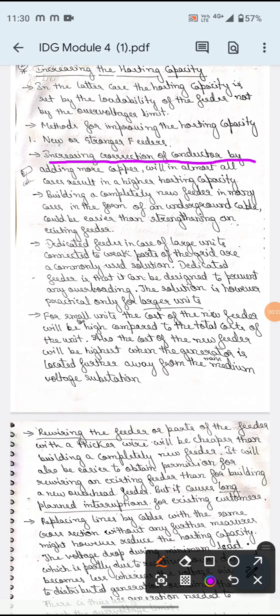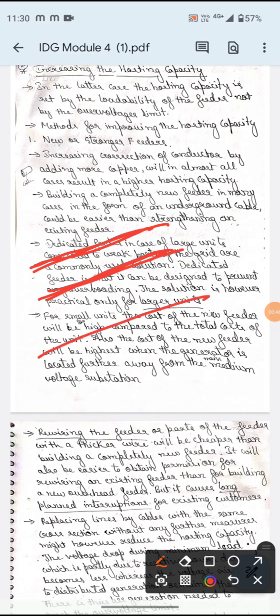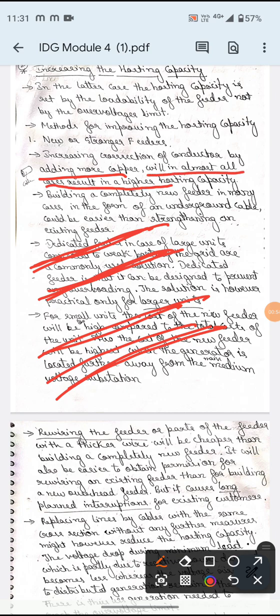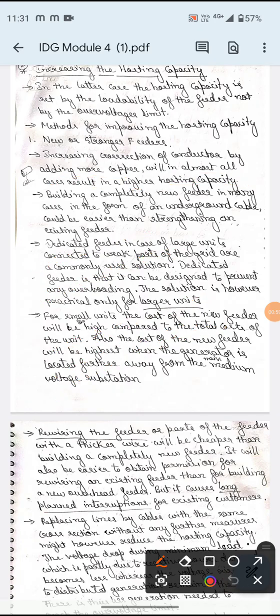increasing the cross section of the conductor by adding more copper will in almost all cases result in a higher hosting capacity. So what they are saying is, we already have an existing conductor, so for example here the copper content, adding more copper, okay. So for example this line, adding more copper will in almost all cases result in higher hosting capacity. So we need to increase the cross section of a conductor.